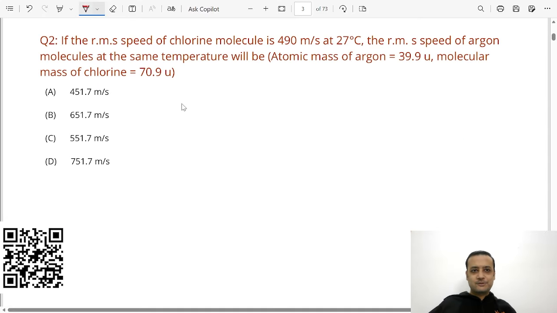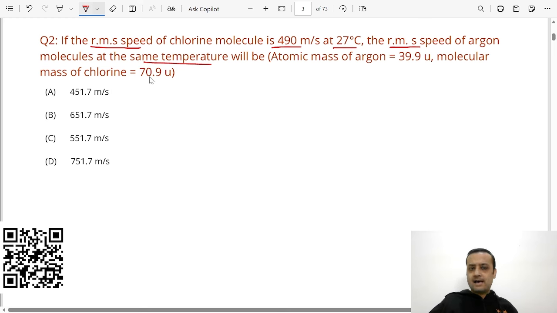Let us look at the solution to the next question. Here again, a very easy question. We have been given the RMS speed of the chlorine molecule, which is 490 meters per second at 27 degrees Celsius, and we have been asked the RMS speed of argon at the same temperature. Again, a very easy question.